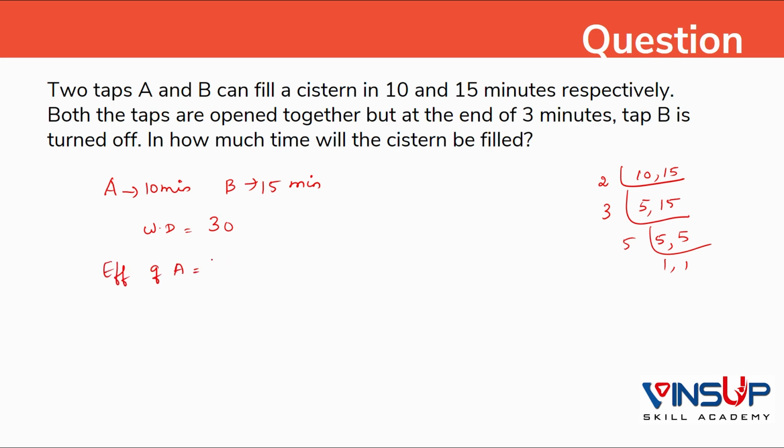Efficiency of A is 30 by 10, which is 3. Then efficiency of B is 30 by 15, which is 2. Now we have to add both the efficiencies. Efficiency of A and B is 5. Okay, next we will see the second information.